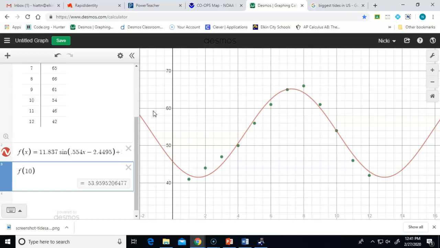I'll still allow you to use Desmos because it might help you on some of the other questions where you're given the equation. But the calculator will be necessary. All right, questions?